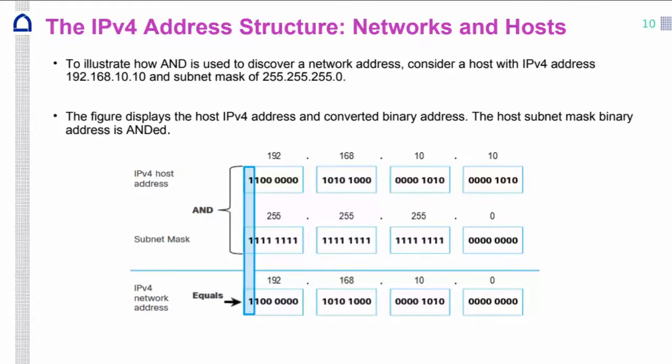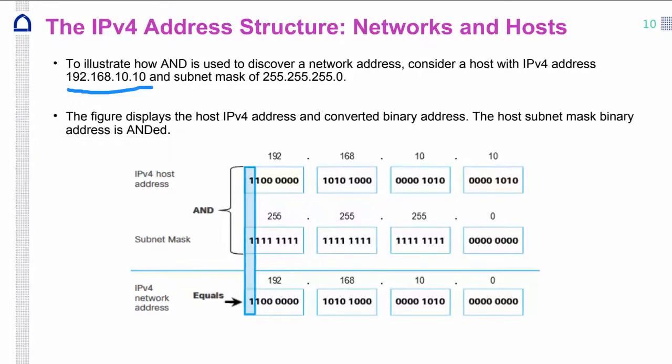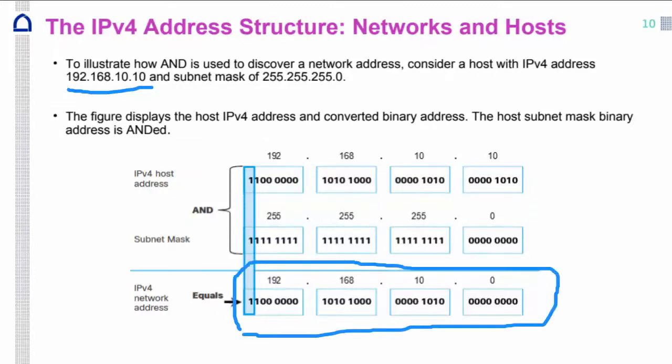If I do logical AND between them, I will find out my network ID. And what is my network ID here? Who can tell me, please? What is the network ID for this address? Look here. We did AND. What did we end up with? This is my network ID. What is it? 192.168.10.0. This is my network ID.